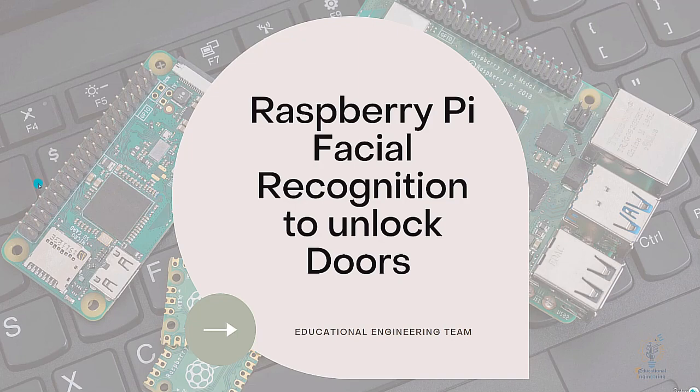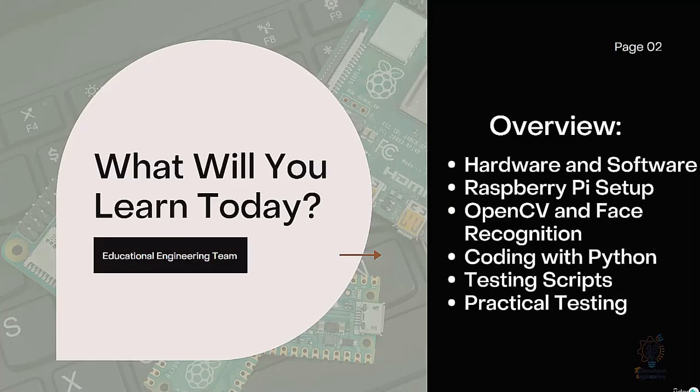Now, let's jump into what you will learn in this course. First, we'll talk about the hardware and software requirements. Then, we'll show you the Raspberry Pi setup and OpenCV plus face recognition. We will code line by line together, then we will test each of the scripts that we use. After that, at the end of this course, you will be able to use practical testing and to see for yourself how you can easily unlock the door.